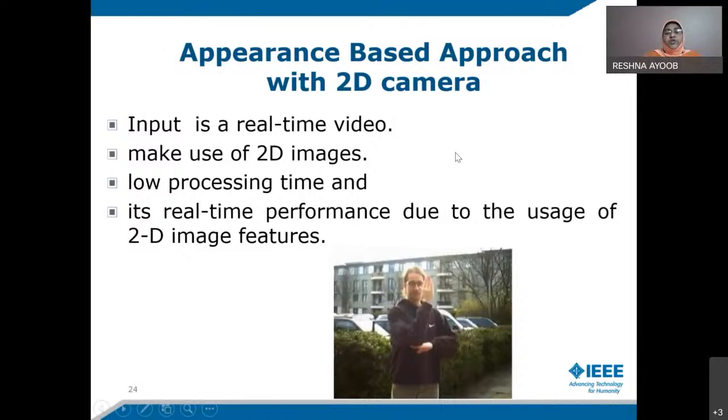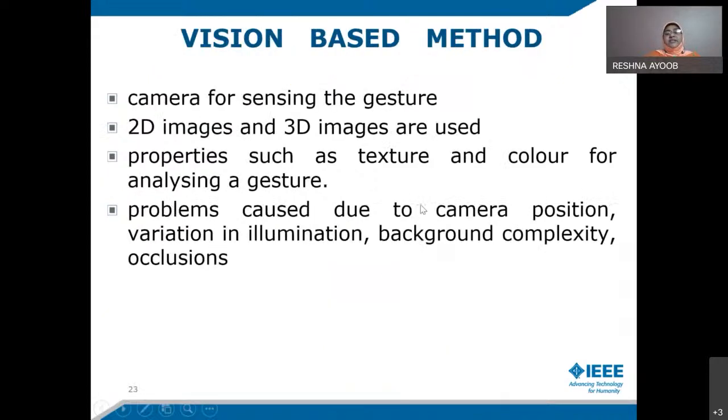Appearance-based approach with a 2D camera. Here there is a person standing and showing a sign. A photo of that person is taken, and it is a real-time video, and the video is divided into different frames. Then each frame is considered as a posture, and then it is processed. This type of appearance-based approach with a 2D camera requires a low processing time, but the real-time performance is very poor due to all these problems.